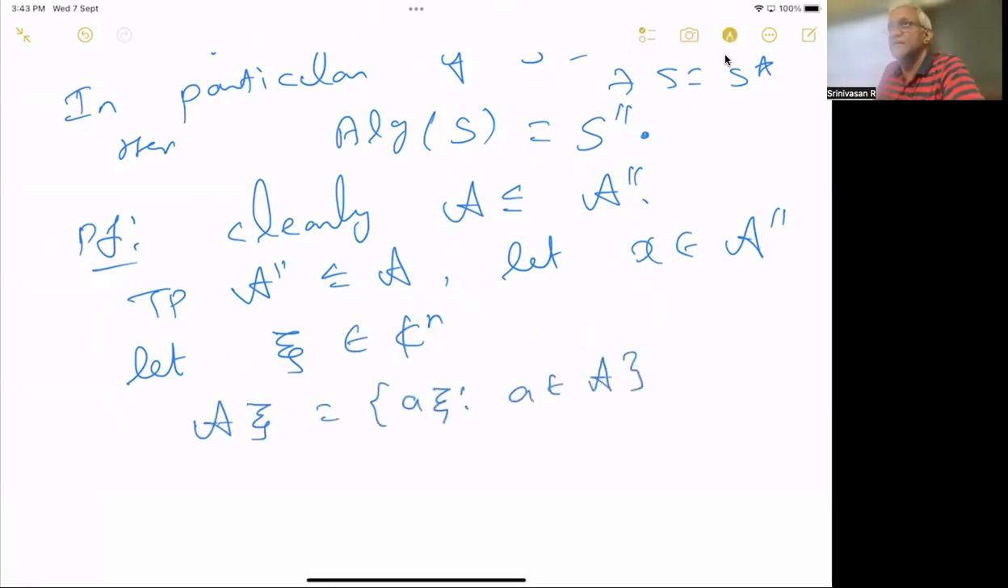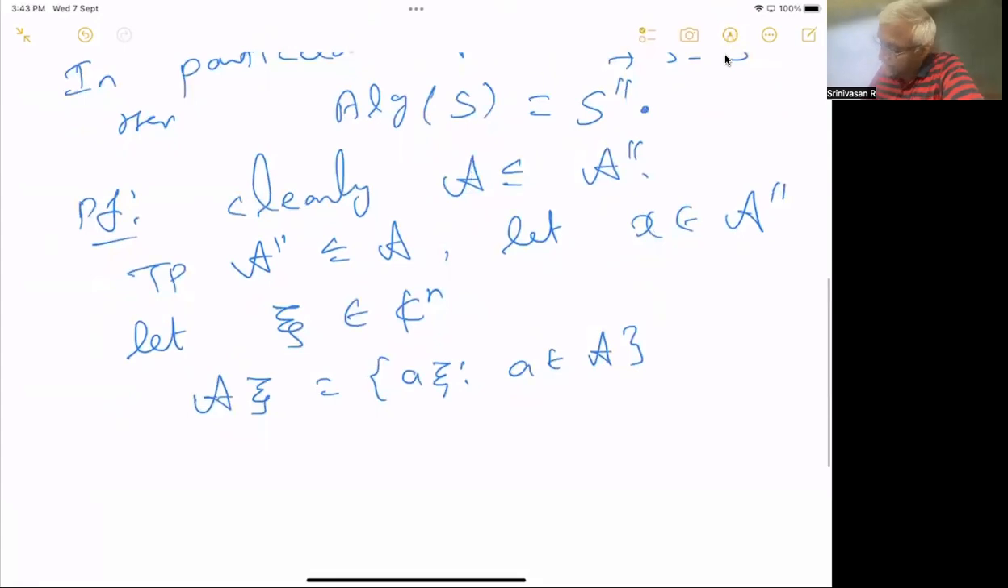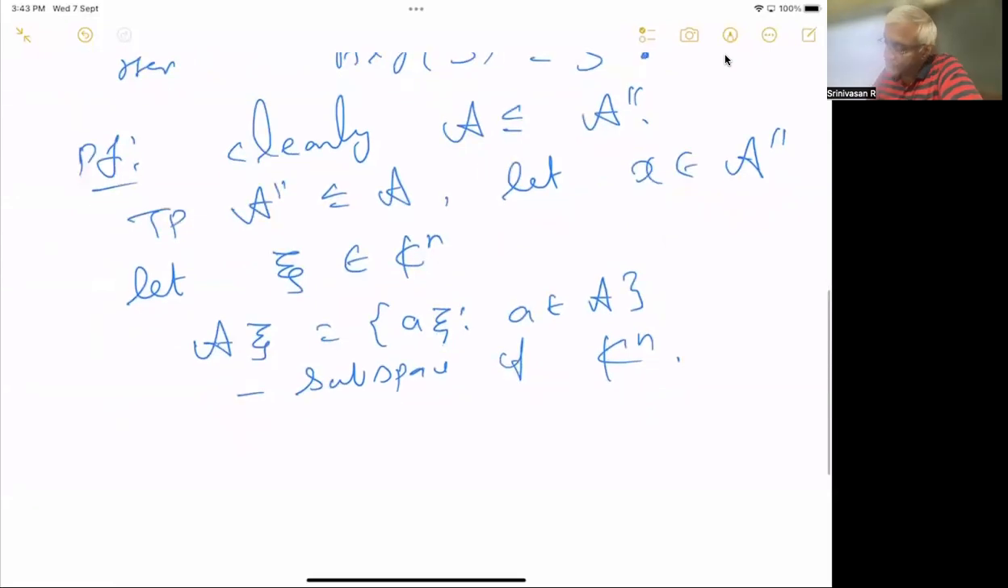I form a set like this. Then this set is a subspace, right? Because A is an algebra, if I multiply by a scalar or take a sum, A1 xi plus A2 xi is (A1 plus A2) xi, so it's a subspace of C^n. Now you call this K. Let P be the projection from C^n onto K, the orthogonal projection.